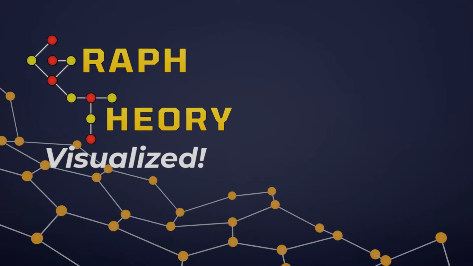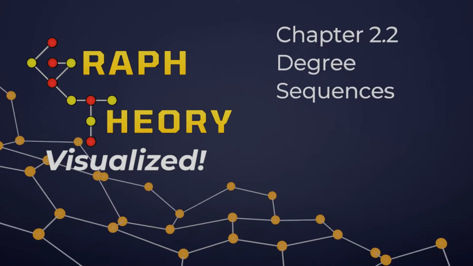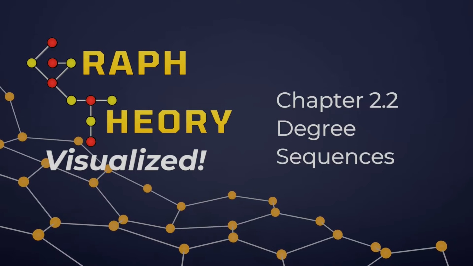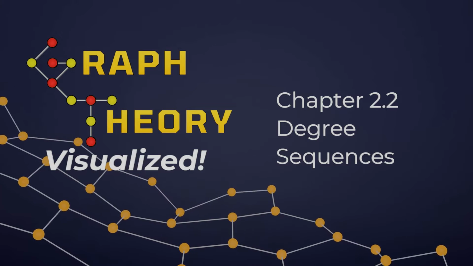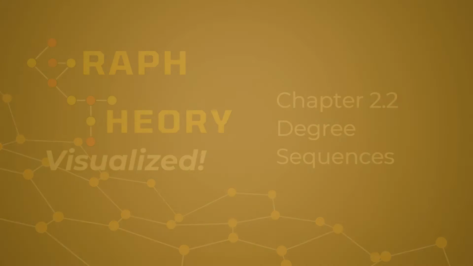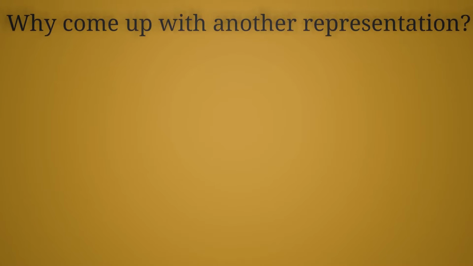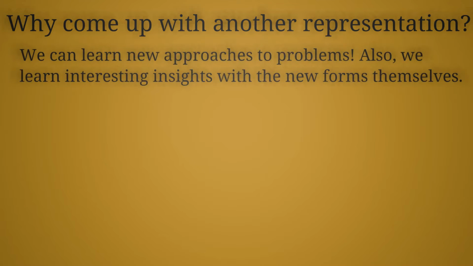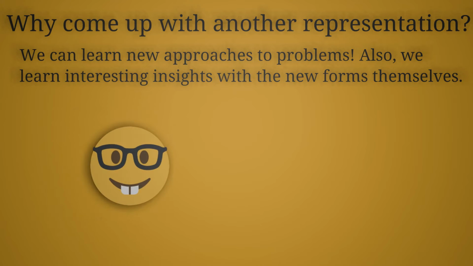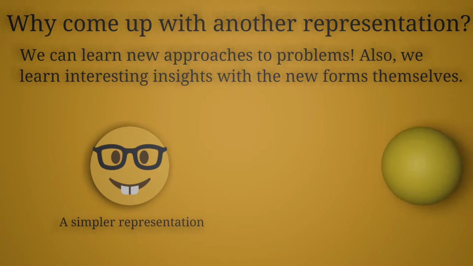In this chapter, we will be exploring the concept of degree sequences and the Havel-Hakimi algorithm. As mathematicians, we like to represent things in other ways, mostly as it can lead to new approaches to problems we're trying to solve. And to be honest, the alternative representations can lead to interesting problems of their own.